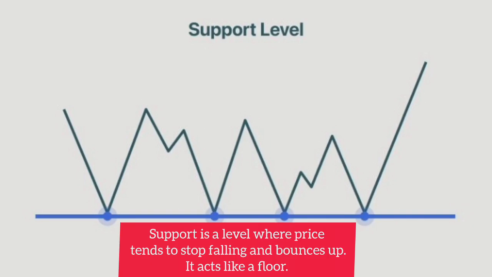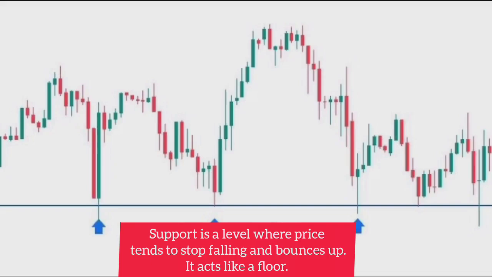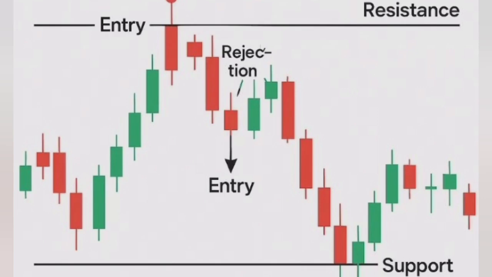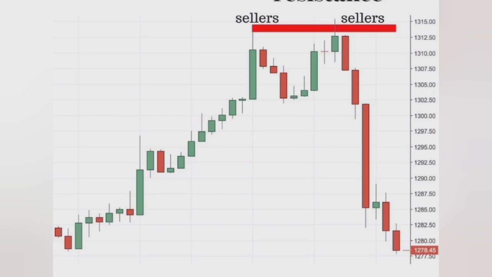So a support level is a level where price tends to stop falling and bounces up. It acts like a floor. So about resistance level. Resistance is a level where price stops rising and falls. It acts like a ceiling. So support and resistance levels are levels where you tend to look for buying or selling opportunities. For example, when the price reaches a support level, you want to look for candlestick confirmation to enter for a trade. When it reaches a resistance level, you want to look for selling opportunities when you see a candle confirmation.